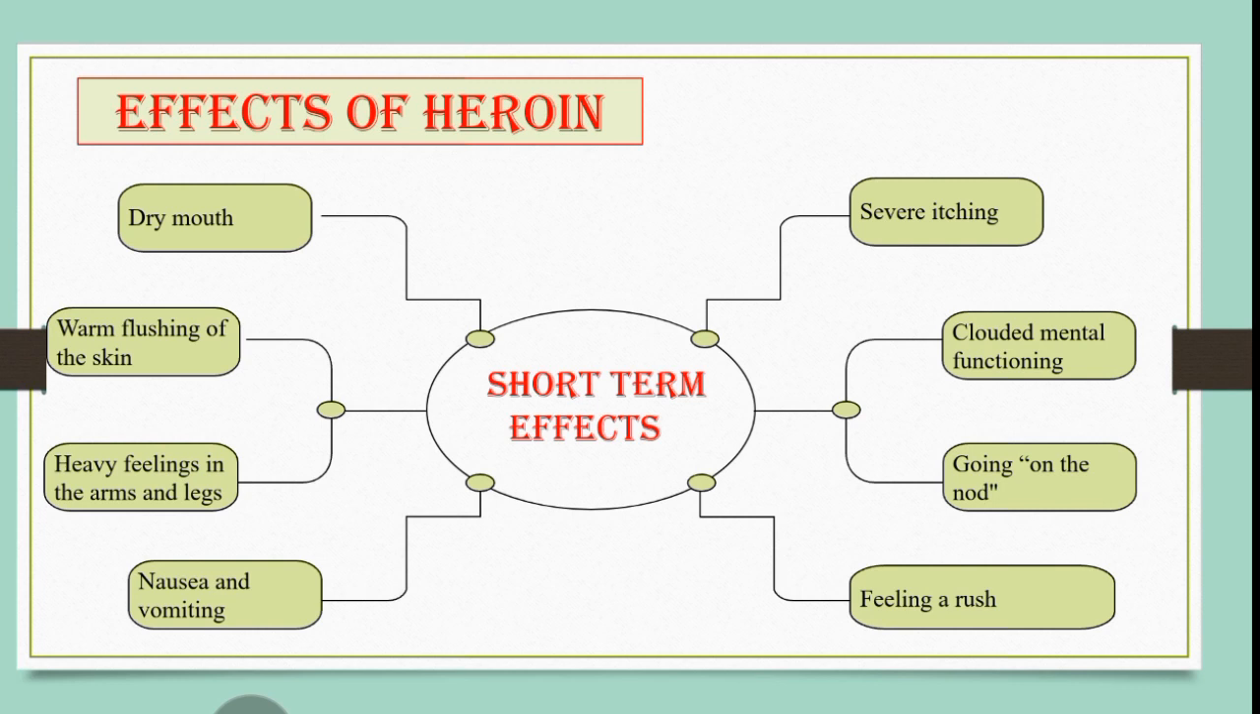There are two types of effects of heroin. First one is short-term effects, and then long-term effects. Short-term effects are shown in those people that use it once or two or 3 to 4 times in a month, and long-term effects are shown in those people that use it on a regular basis. Short-term effects include dry mouth, warm flushing of the skin, heavy feeling in the arms and legs, nausea and vomiting, severe itching, clouded mental functioning, going on the nod, and feeling a rush.